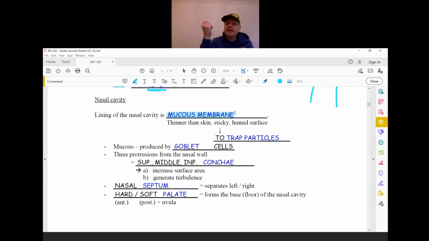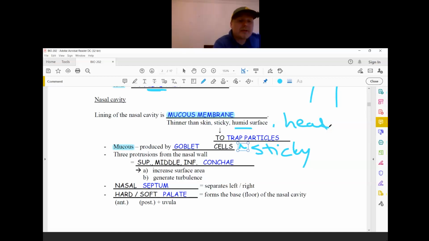A mucous membrane is a thinner layer than the skin, a very sticky, very humid surface, and this is because of the mucus, which is produced by goblet cells. So goblet cells produce this sticky substance that's wet and lines all these layers where we find mucous membrane. And the purpose of this stickiness is, as we saw, humidifying, heating, and trapping any particles that shouldn't be there, so screening the air that enters in as well.